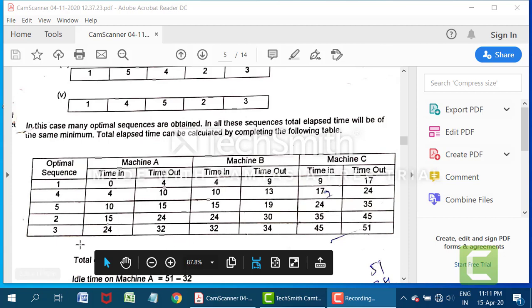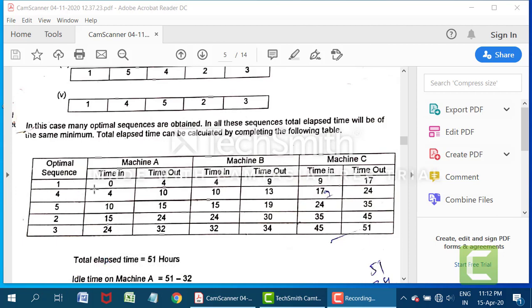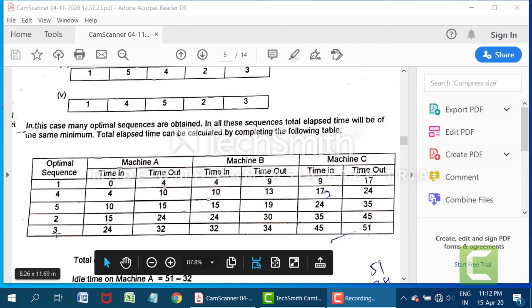So the next job in the sequence is 3. That must be loaded onto machine C only at clock time 45, not at 34. So clock time 45 plus operation time 6 minutes, so 51. So the total time required for completing the operations on all the jobs will be 51 minutes. This is how total elapsed time is computed. At clock time 0, operation started on the first job, and the last job in the sequence, the third job, completed its operation on C, the last machine, by clock time 51. So total time is 51 minutes.